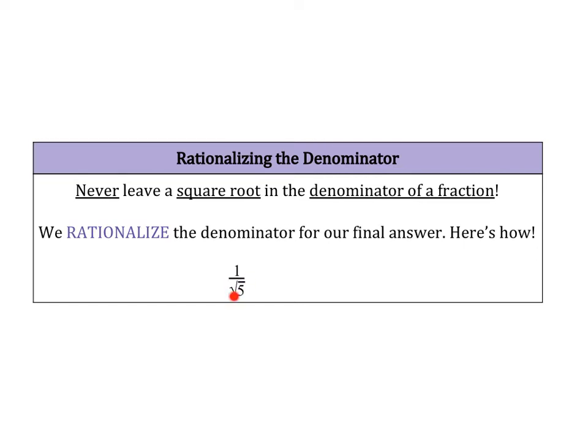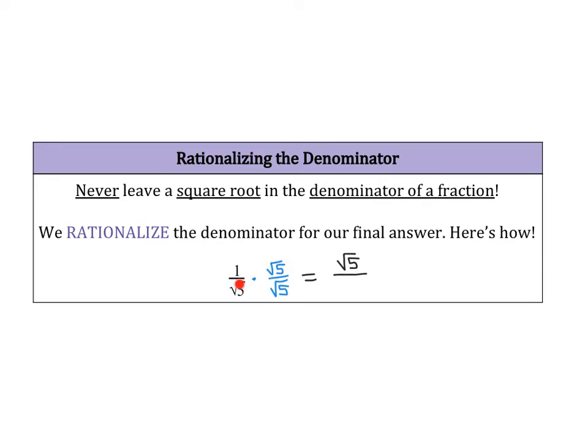So how it works is you look at the square root that is left inside your denominator, and you're going to multiply the numerator and the denominator by whatever that square root is. So remember, if we're multiplying a fraction, we have to multiply the same thing to the top and the bottom. So let's see what happens when we do this. So 1 times square root of 5 is square root of 5.